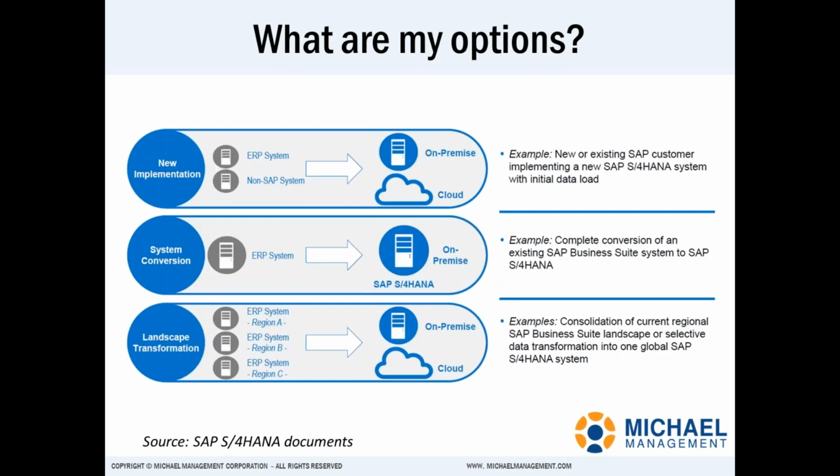So you could have multiple options over here. On the left, in this picture, you see that at a high level, you have three different paths that you could take. The first one is a brand new implementation. You could have an existing ERP, SAP system, it could be a non-SAP system, irrespective of your ERP landscape. You could begin the project as a brand new implementation.